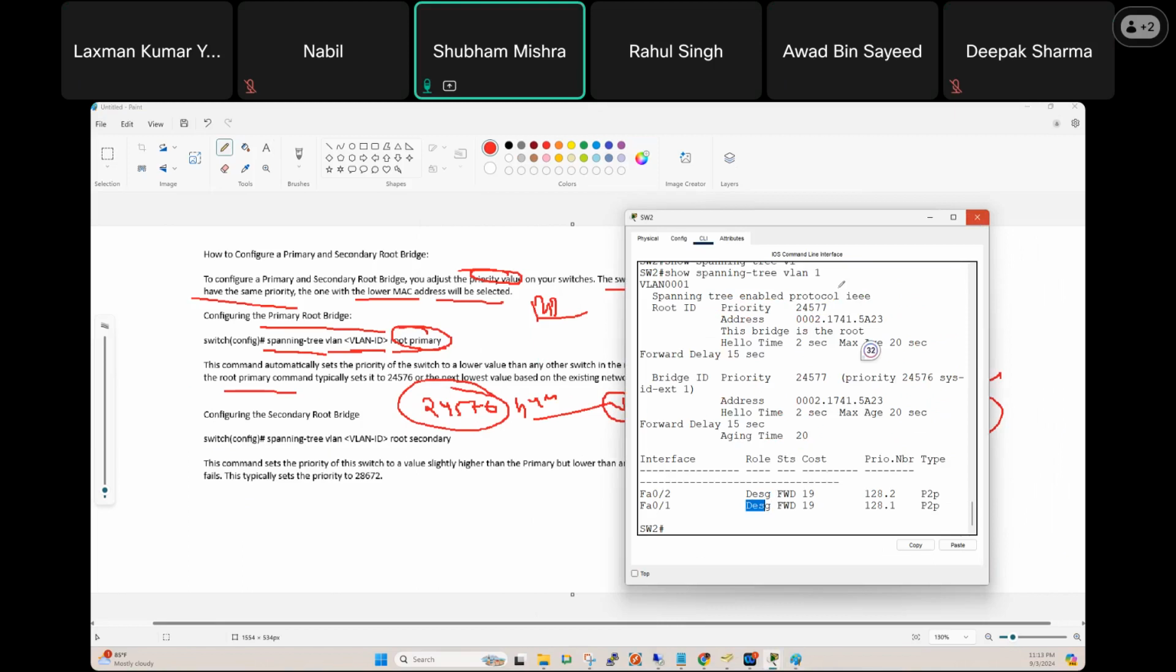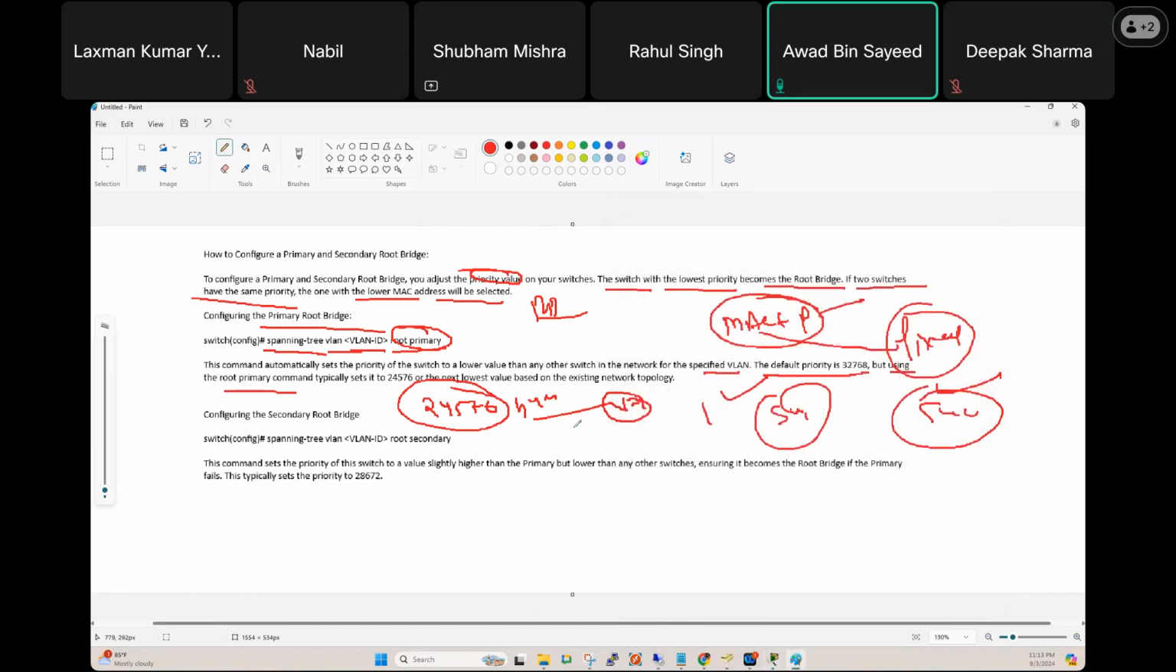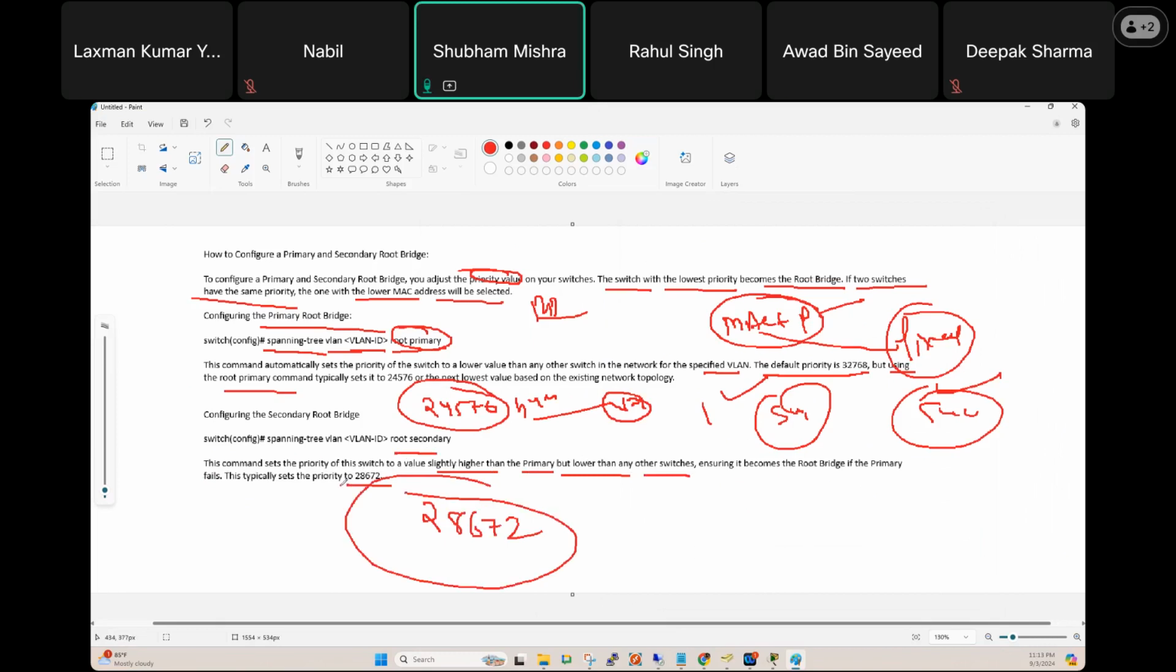But when you write the secondary command, what is the command? Root secondary. This command sets the priority of the switch to a value slightly higher than primary, but lower than any other switches. By default, it chooses 28672. Are you clear, everyone?